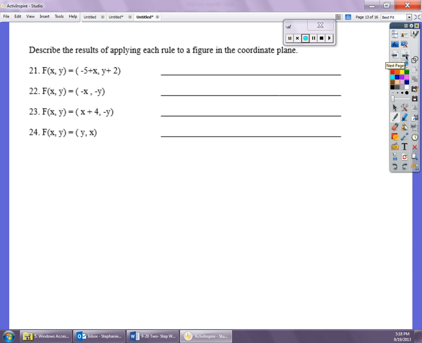Alright, so that concludes all of the segment addition, midpoints, and angle bisectors. Now we're moving to the transformation section.